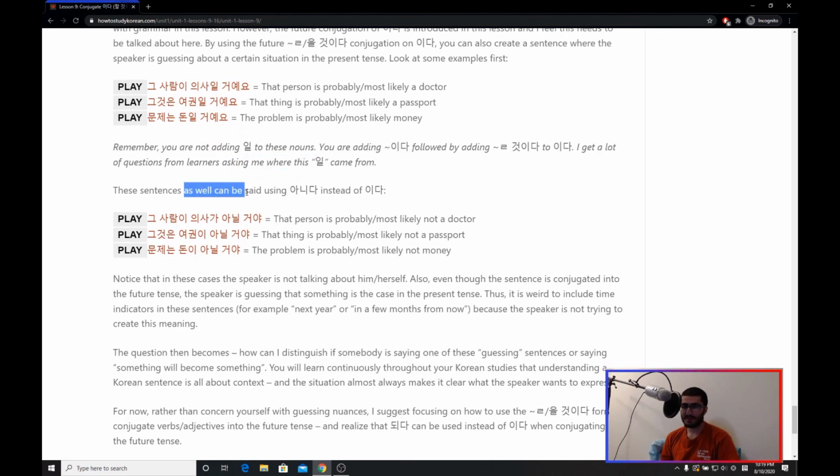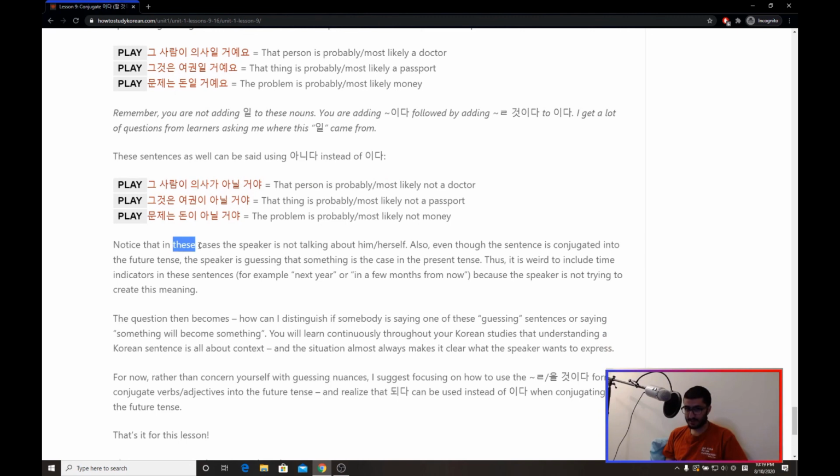Now, these sentences can also be said using 아니다. So 그 사람이 의사가 아닐 거야. That person is probably not a doctor. So even though this is the future tense conjugation, we're making a guess about the present, if that makes any sense. Notice that in these cases, the speaker is not talking about him or herself because this wouldn't make any sense. You don't need to guess about yourself. You wouldn't say, oh, I'm probably not a doctor right now.